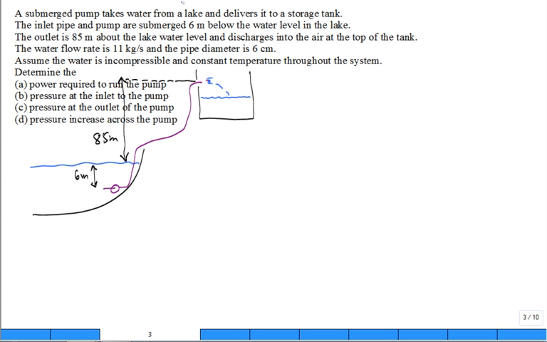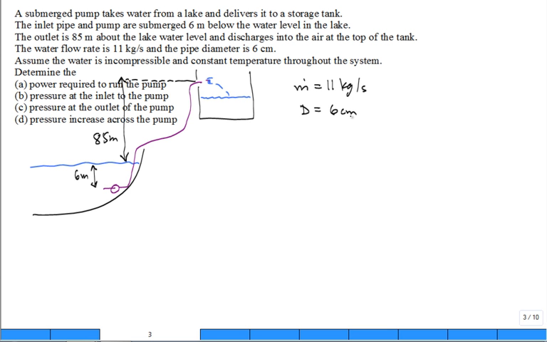The water flow rate's given to be 11 kilograms per second, and the pipe diameter everywhere throughout, the inlet pipe diameter, the outlet pipe diameter, everywhere throughout, there's just one diameter for the pipe, and it's 6 centimeters.